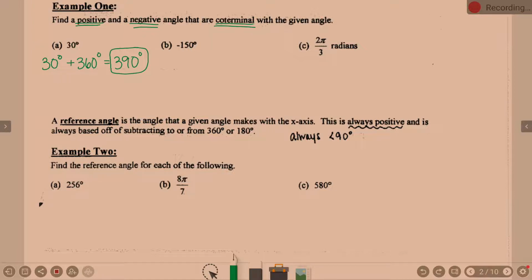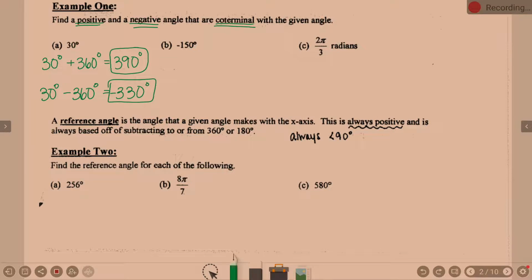Because if you go to 30, you've got to go one whole turn around, so add 360. What's a negative angle that would be coterminal with 30 degrees? Negative 330. Negative 330? What's Miles doing here? He's taking 30 degrees. Instead of adding 360, he is subtracting 360. I almost forgot my negative sign. So negative 330 degrees.